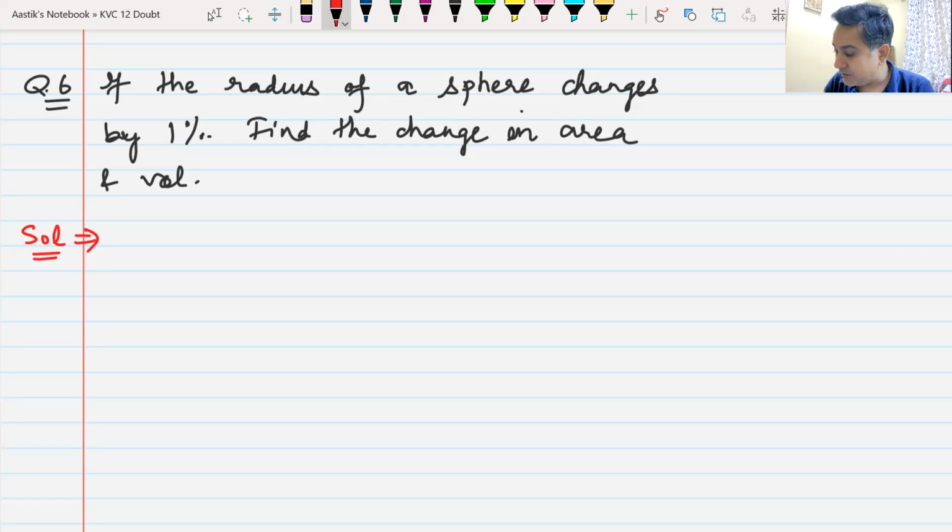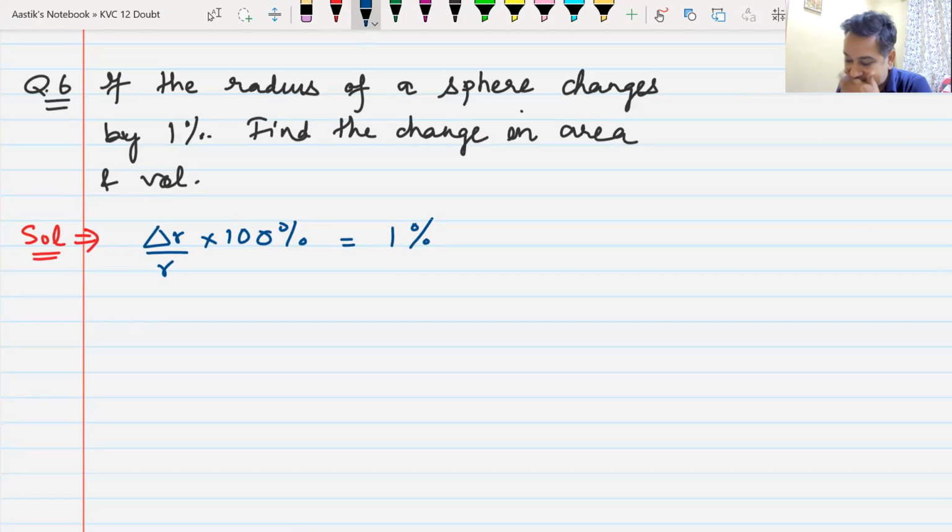Okay, so what is given to me is delta R by R into 100%. That is given as 1%. Let me not use percent. Why am I wasting time in writing percent? Delta R by R is given as 1. Now I have to find out the percentage change in area and percentage change in volume for the sphere. Now I must know that the surface area of a sphere is 4 pi r square.